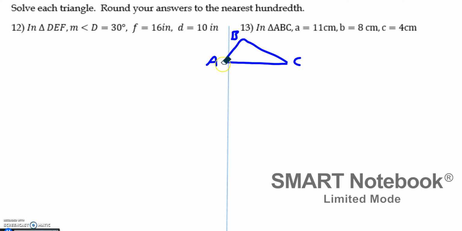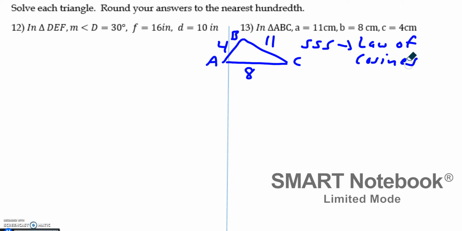A represents the side across from angle A. So this is 11 centimeters. The side across from B is 8 centimeters, and the side across from C is 4 centimeters. And so you're given side, side, side. Now, unlike the last problem, where we had to use law of sines first, this time we're given no angles. And so if we're not given any angles, we cannot use law of sines. So this leads me to believe that law of cosines is the best way to start this problem.